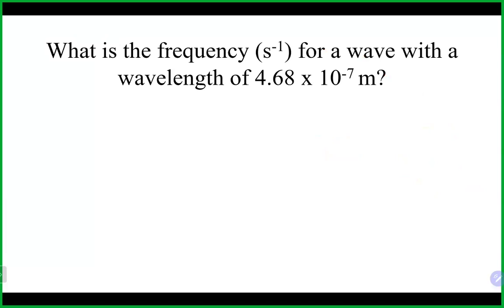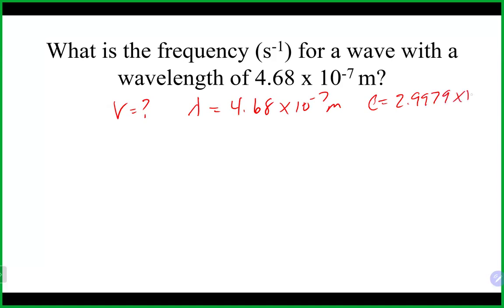So why don't we try one here and see what you come up with. What is the frequency for a wave with a wavelength of 4.68 times 10 to the minus 7 meters? Okay, so let's take a look. We're looking for the frequency. In this case, we are given the wavelength, which is 4.68 times 10 to the minus 7 meters. And a number that we always have available to us is the speed of light, 2.9979 times 10 to the 8 meters per second.